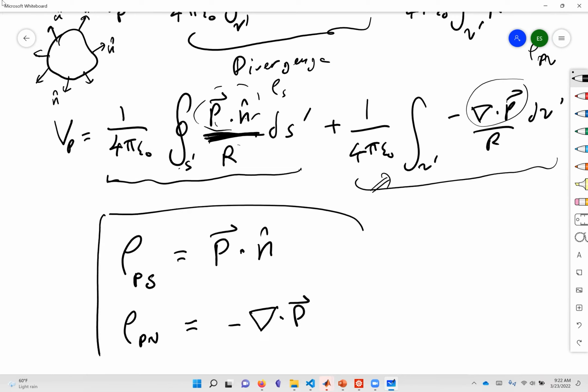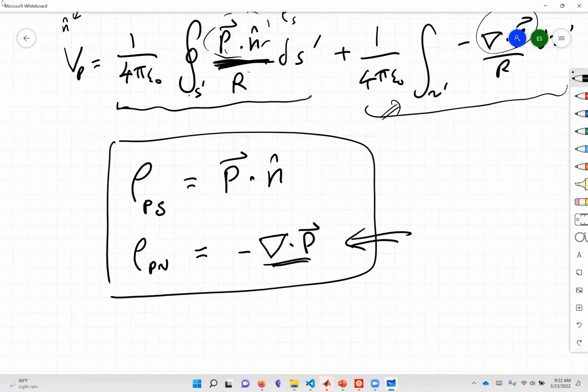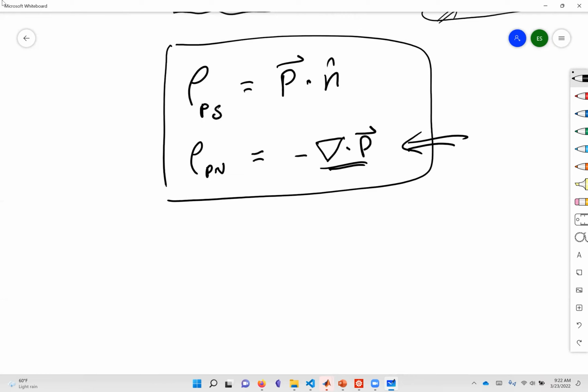This now is a much more useful equation relating the polarization to the charge density. This is easier to work with, okay? This is easier to add to the fundamental postulate because the fundamental postulate also has a divergence. Okay, so if you go back, the axiom says that divergence of E equals rho over epsilon naught.